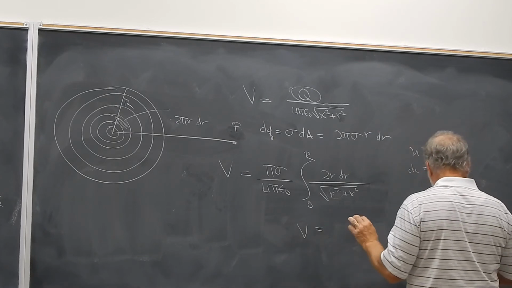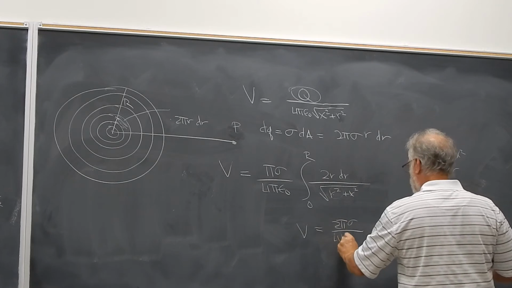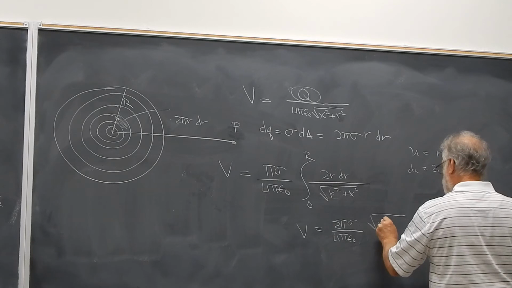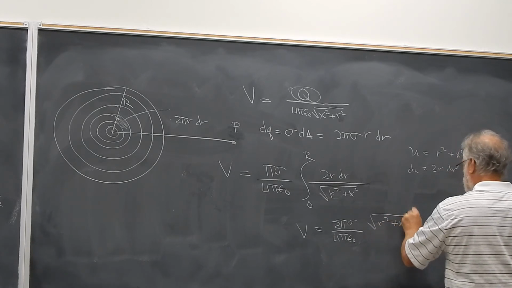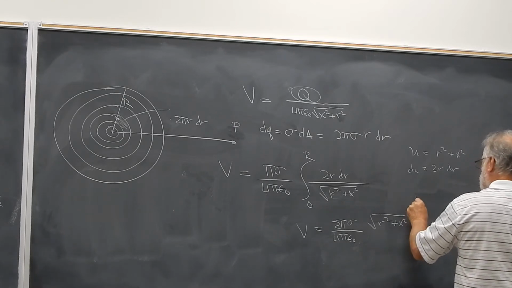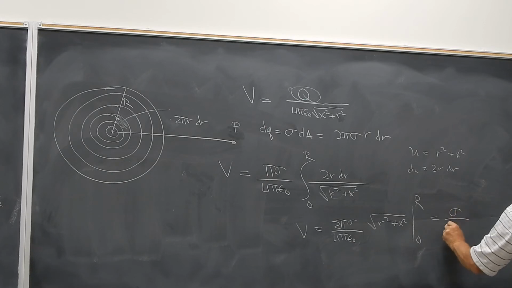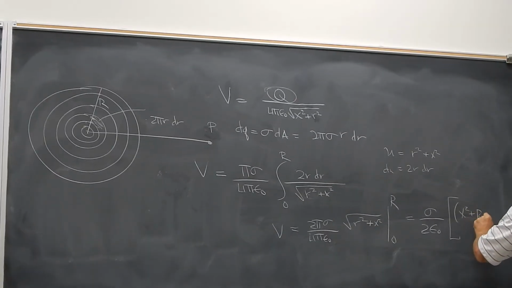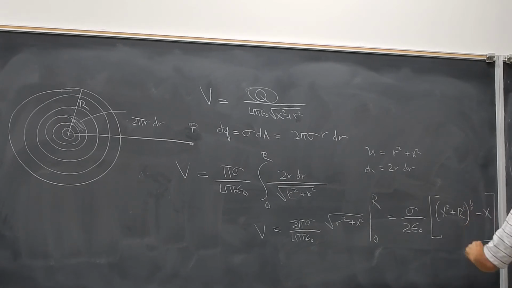When I do that, I'm going to get V is equal to 2 pi sigma over 4 pi epsilon naught, times the square root of r squared plus x squared from 0 to capital R, which will give me sigma over 2 epsilon naught times the quantity (x squared plus capital R squared) to the 1/2 minus x.